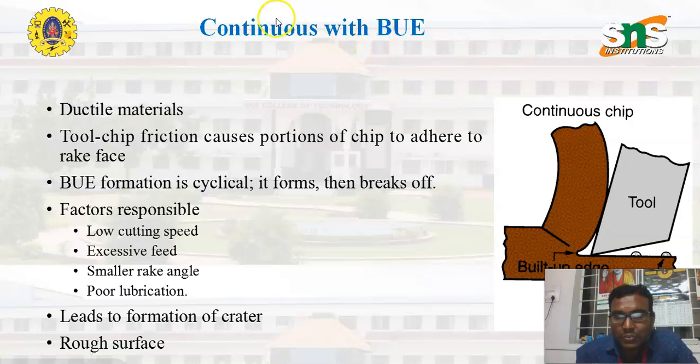Next one is the continuous chip with built-up edge. This is the built-up edge which is formed during the machining process. In this case, if we use a ductile workpiece material, we can produce a continuous chip with built-up edge. What are the factors responsible for built-up edges? If we use a lower cutting speed, give an excessive feed, have a smaller rake angle in the tool, or poor lubrication, a built-up edge is formed.